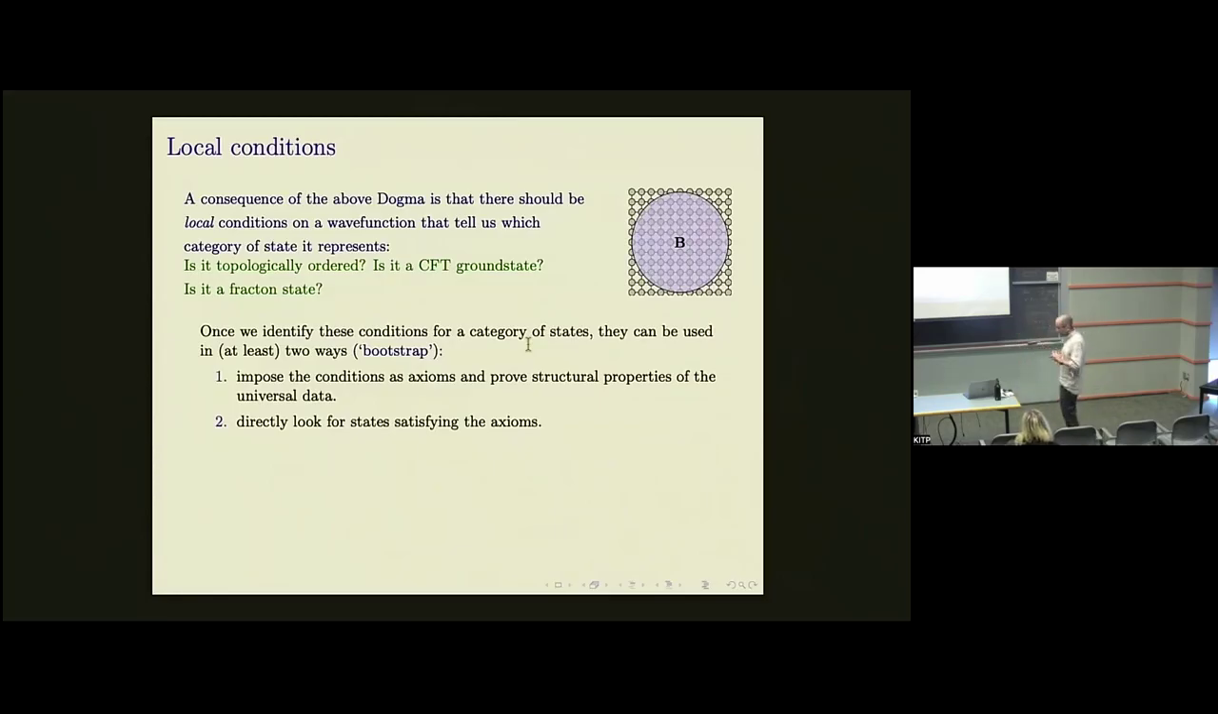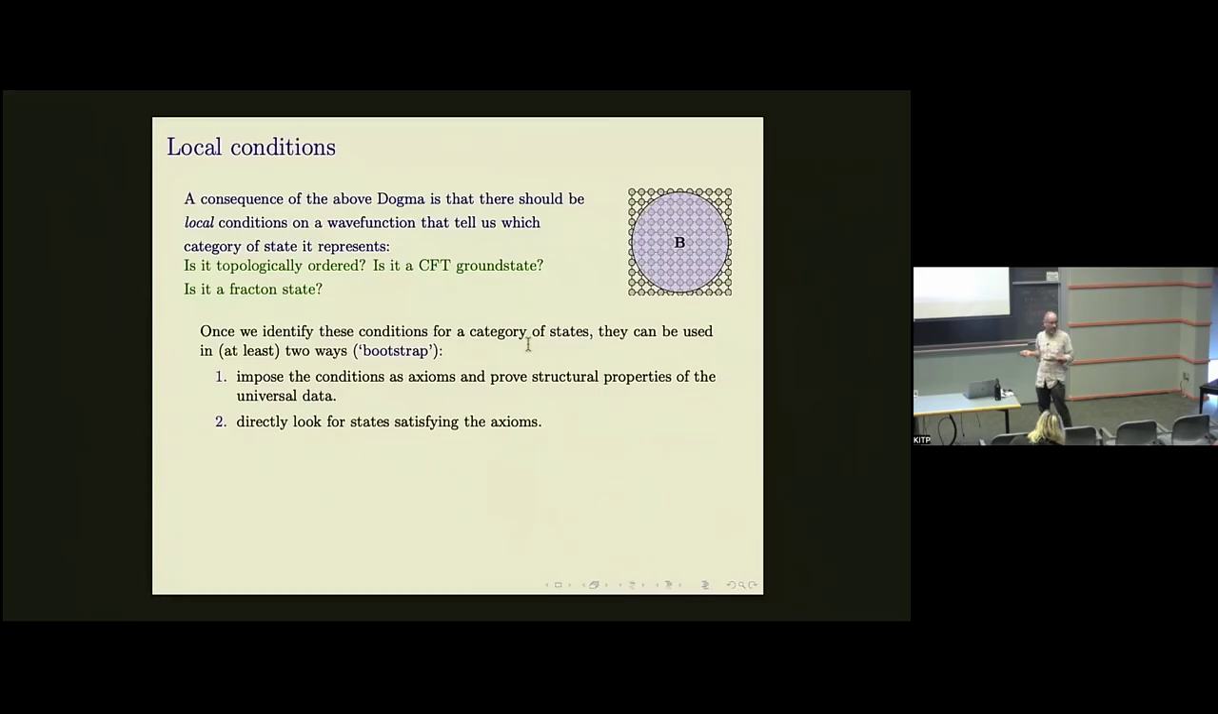And then there are two ways that you can use such conditions, both of which merit the term bootstrap, I think. One of them is to impose these conditions as axioms and try to use those axioms to prove structural properties of this universal information. So, what are the relations between the information we might want to extract? What structure does it have? And the second kind of thing we can do is just impose that condition on density matrices of small systems and try to find representatives of such phases.